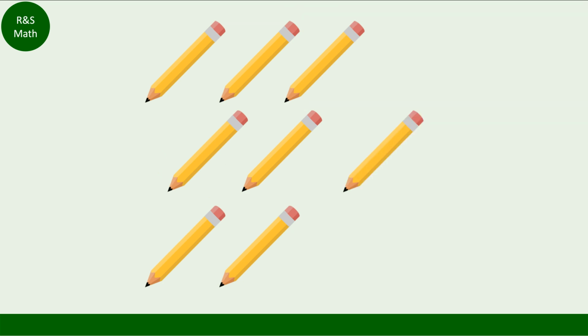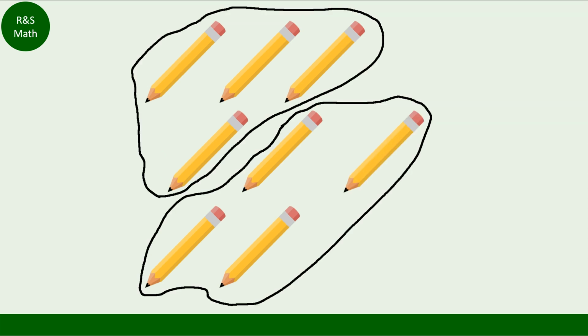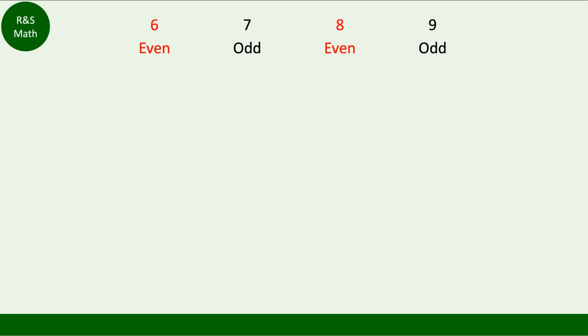What about a collection of 8 pencils? 8 pencils can be divided evenly between two people, with each person getting 4, so 8 is an even number. What about a collection of 9 pencils? There is no way of dividing 9 pencils evenly between two people, so 9 is an odd number. Let's summarize what we have discovered thus far. 6 is an even number, 7 is an odd number, 8 is even, and 9 is odd.